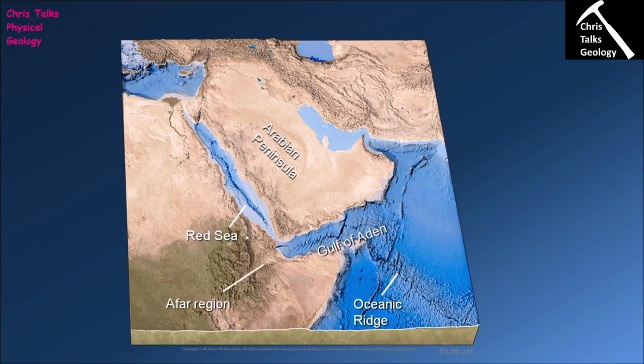We have the Afar region, this area of raised continental crust over here, which is volcanically active. And then we have the Persian Gulf, which is an area of relatively shallow water here. And then obviously we have this mountainous terrain to the north of it. So there's lots and lots of things that we have to explain.